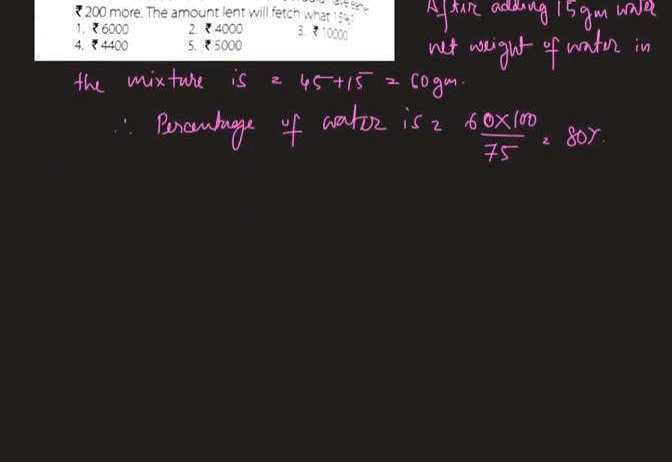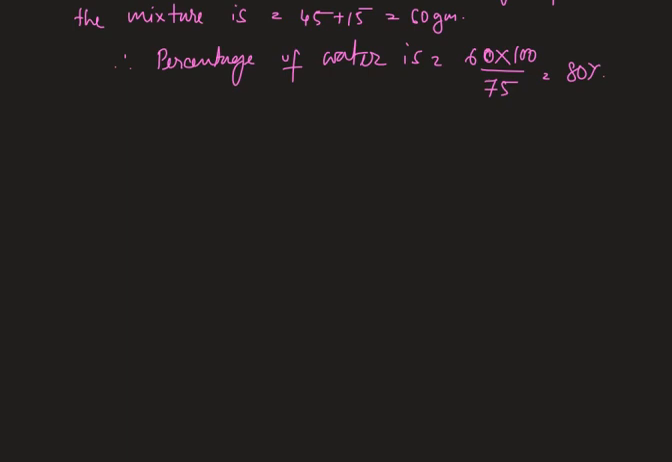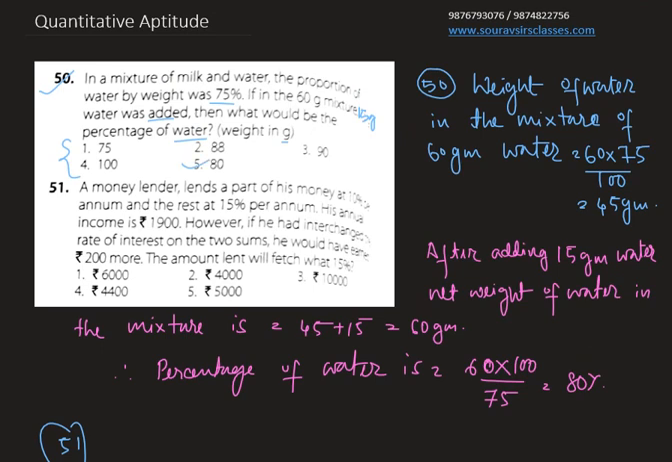Okay, now let's check the next question. A moneylender lends a part of his money at 10% rate per annum and the rest at 15% per annum. His annual income is 1900 rupees. However, if he had interchanged the rates of interest on the two sums, he would have earned 200 rupees more. Therefore, the amount lent will fetch what? 15%.